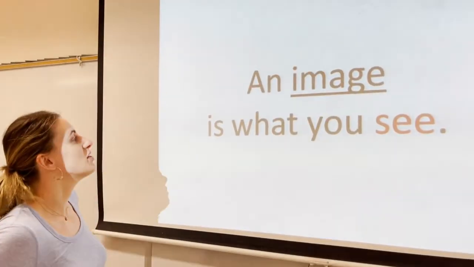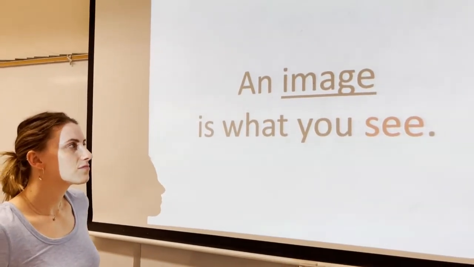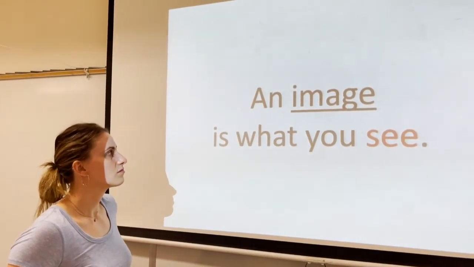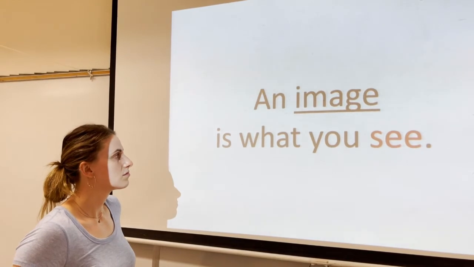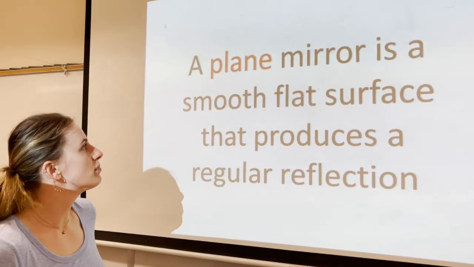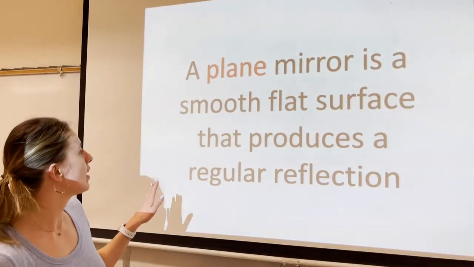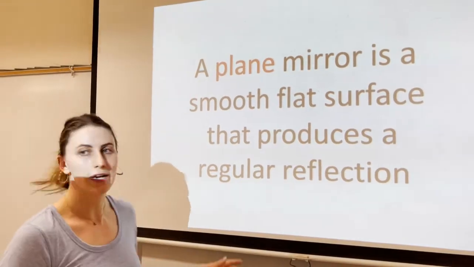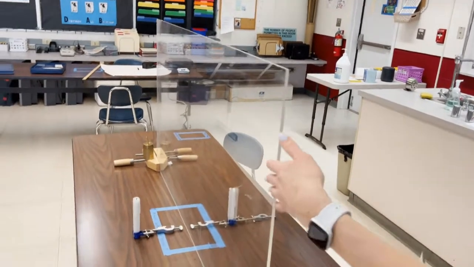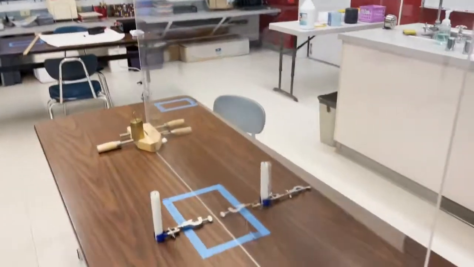Okay, so an image is what you see. We're making some fundamental points here. The object is a source of light that comes to your eye, and an image is what you see. So object and image are going to be important to us. A plane mirror is a smooth, flat surface that produces a regular reflection. And this acts like a plane mirror. It's a two-dimensional surface. We wish it were flatter than it is, but we'll do with what we got.